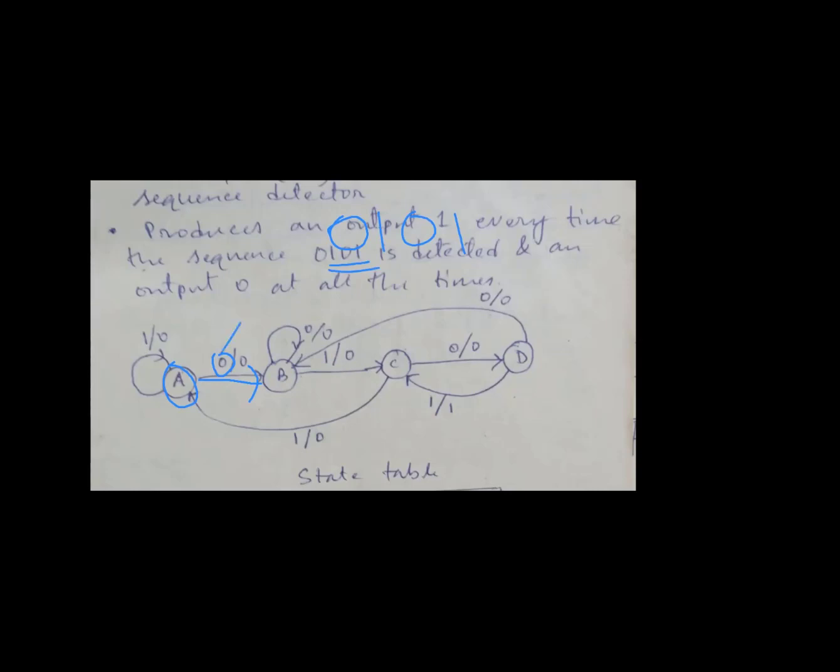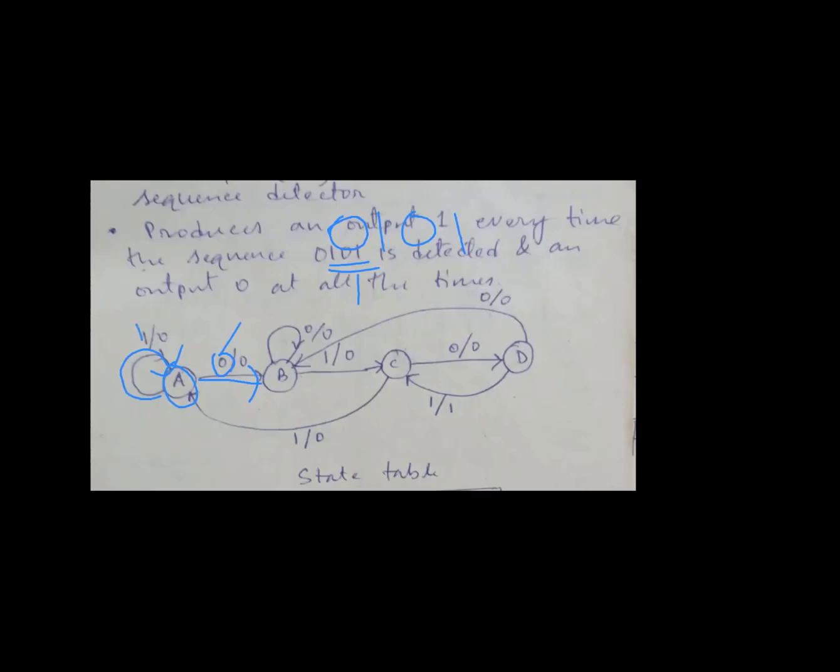But if first input is 1, what happens? Because we don't know what will be our sequence. It may happen that the first bit starts with 1. Then we have nothing to do for the initial state. Then we have made a self loop, that is a loop back self path, self loop for 1.